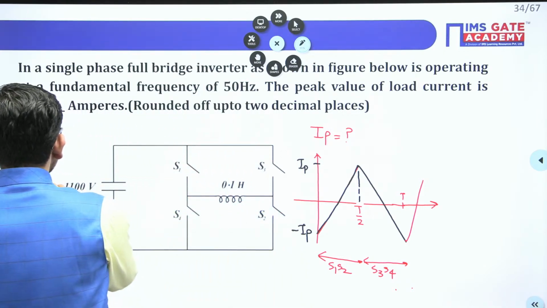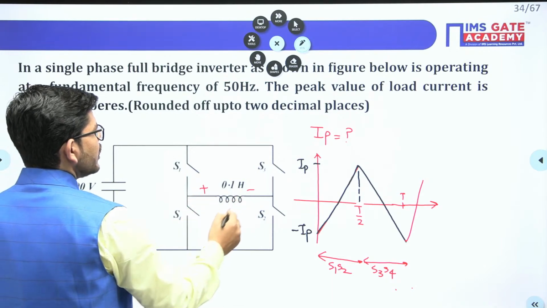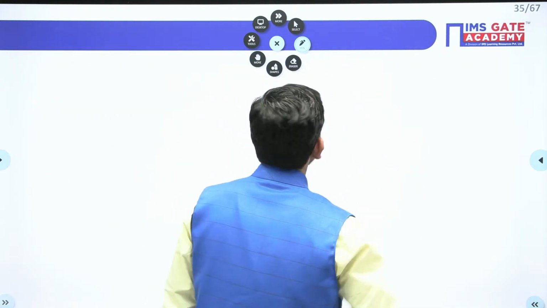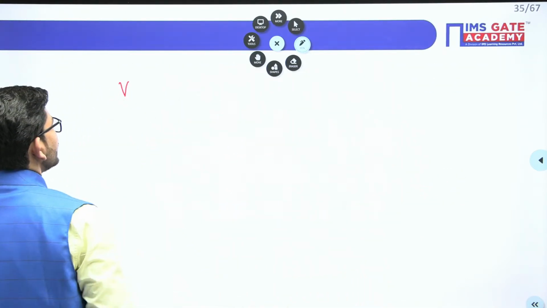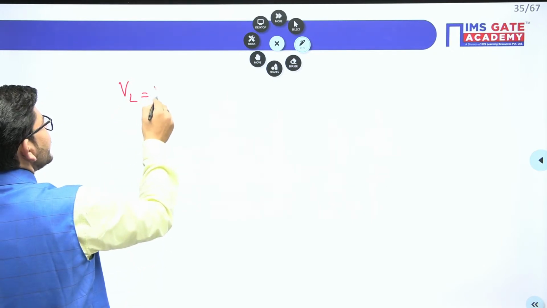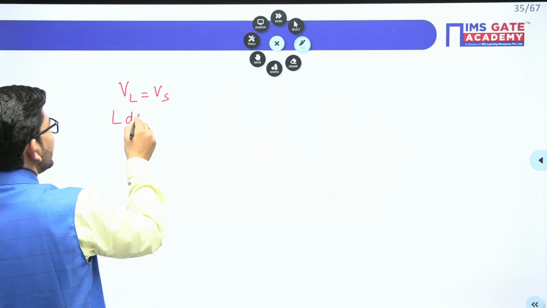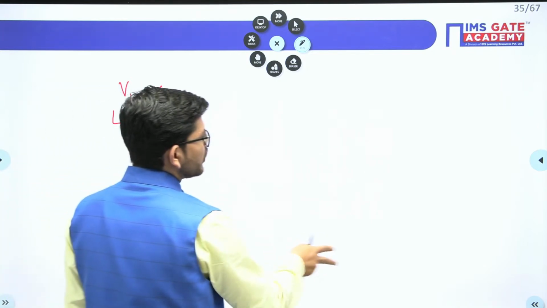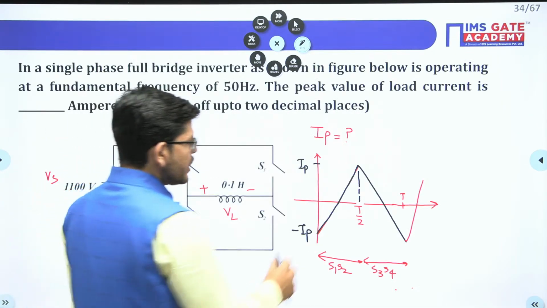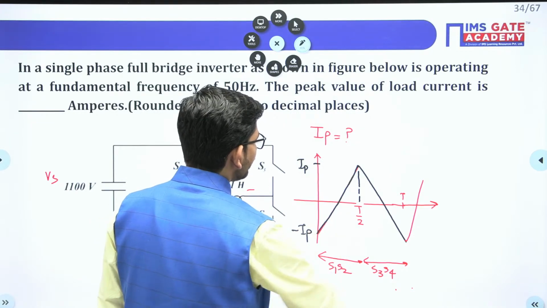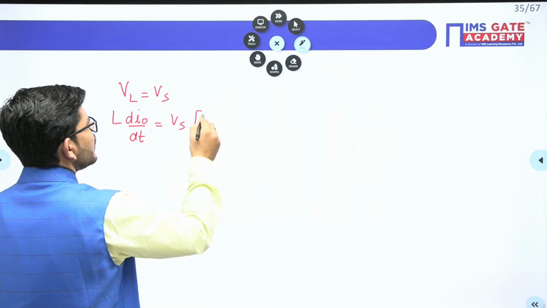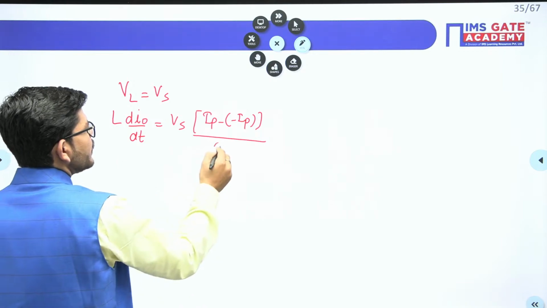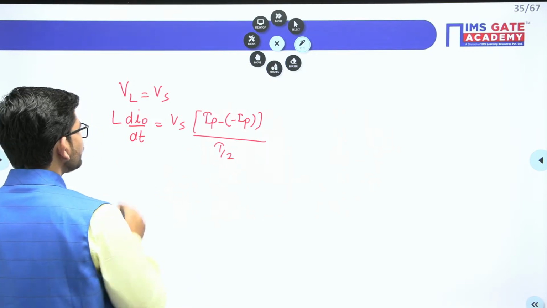And guys, if this is the source voltage, and here we have the load voltage, and that is the inductor voltage as well. So when any of the switches are conducting, we have VL exactly equal to VS. You know that VL is L di naught by dt. This is equal to Vs. Now what is di naught? The change in the inductor current. The inductor current is changing from minus Ip to plus Ip. So what will be the net change, guys? The net change will be Ip minus of minus Ip. And what is the time period in which this change is happening? It is T by 2.